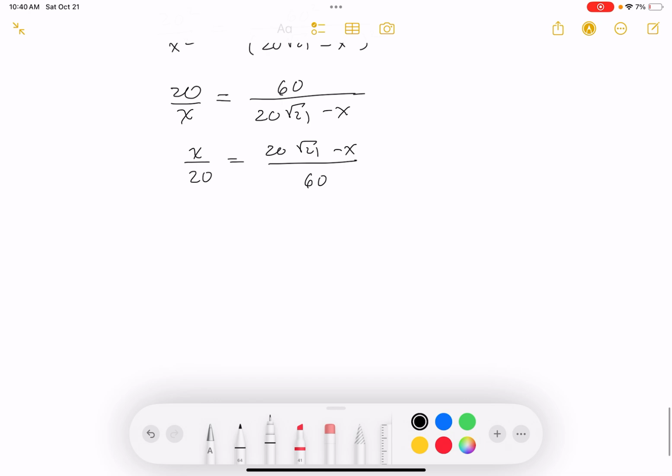over 60. I'm going to multiply both sides by 60 now. I get 3x is equal to 20 root 21 minus x. I'm going to add x to both sides now. I get 4x equals 20 root 21. I'm going to divide both sides by 4 now, and I get 5 root 21.